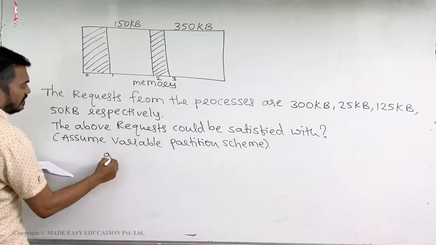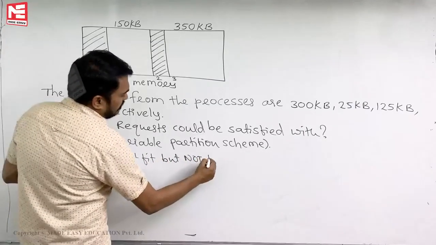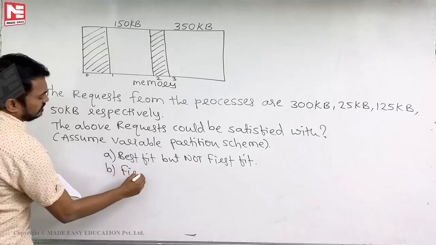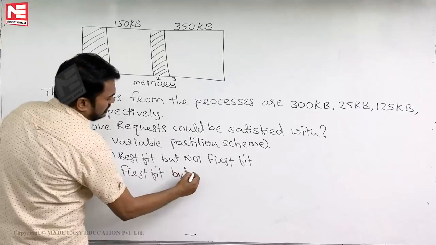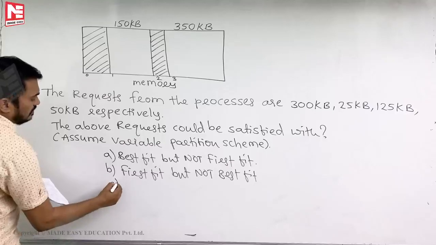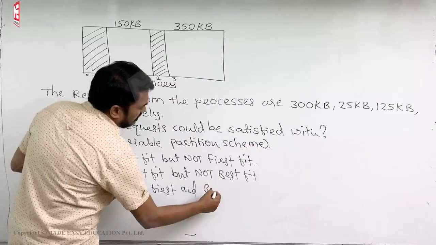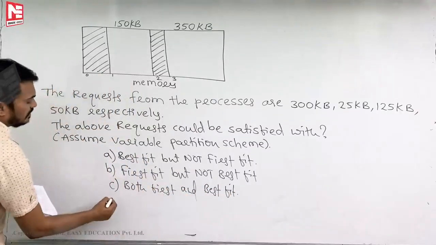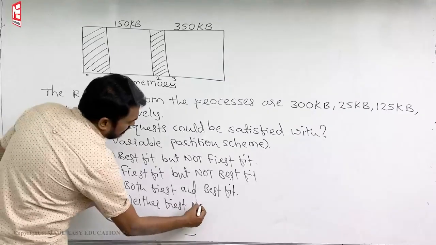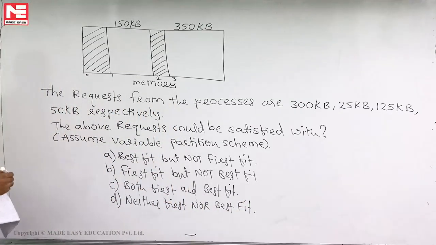Okay, so options are given to you. Option A: best fit but not first fit. Option B: first fit but not best fit. Option C: both first and best fit. Option D: neither first nor best fit. So think carefully and solve.